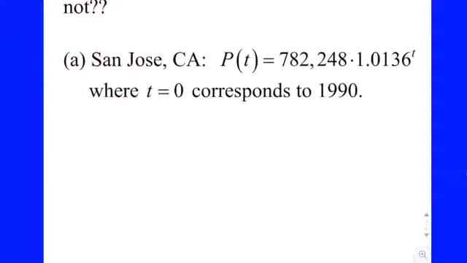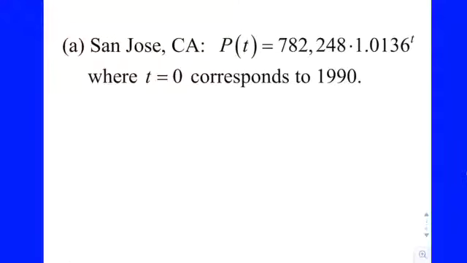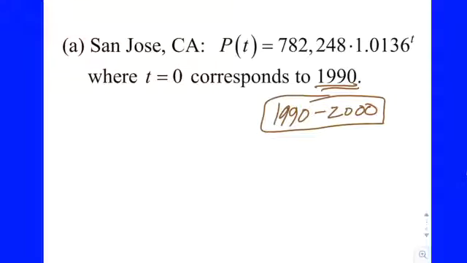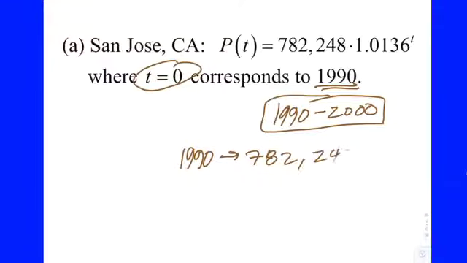So here is a model that I pulled off of the World Wide Web. In 1990, that's a long time ago, this model represented the population. This was taken from data from 1990 to 2000, okay? So over a 10-year span, we're going to do this later, you can actually take data and fit a model to it. What was the population based upon this model of San Jose in 1990? Very good. 1990 corresponds with T equals 0. So the population was 782,248.